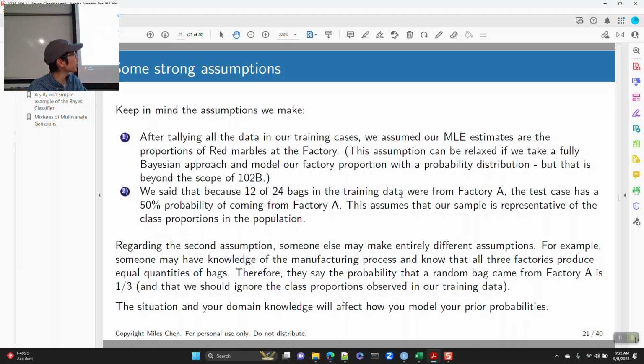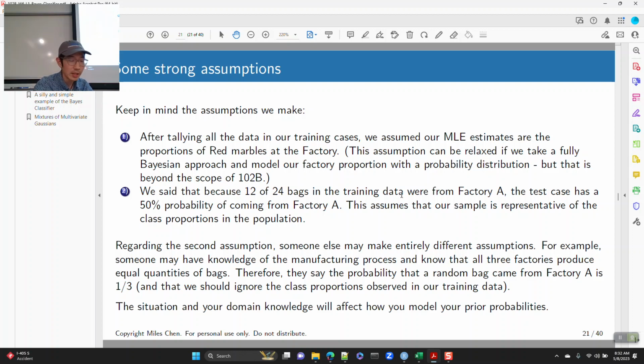There are some major assumptions that we made going into this model. All right, so let's keep that in mind, and at any time you can change some of these assumptions and make some adjustments, right? So after tallying all the data in our training cases, we assumed that the maximum likelihood estimates in our training data are reflective of what's happening at the factory. You can relax that if you take a fully Bayesian approach, but we're not going to do that in our class.